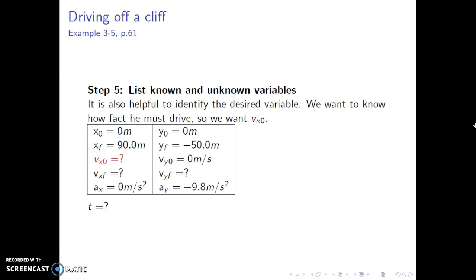Now, remember what the question said. It asks, how fast must he drive horizontally? So we're looking for speed, horizontal speed, so x, and we're looking right when he's leaving the cliff. That would be our initial point. So that is what we are looking for, v naught x.